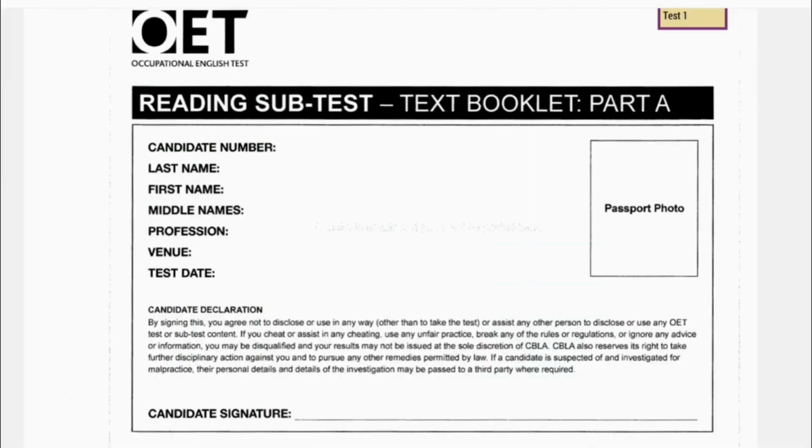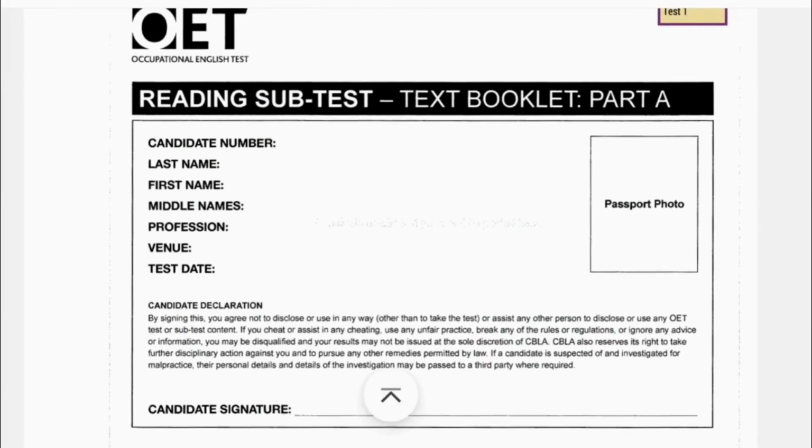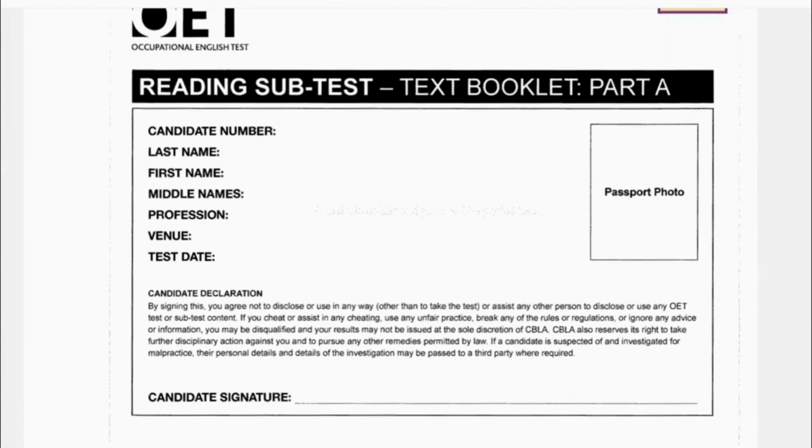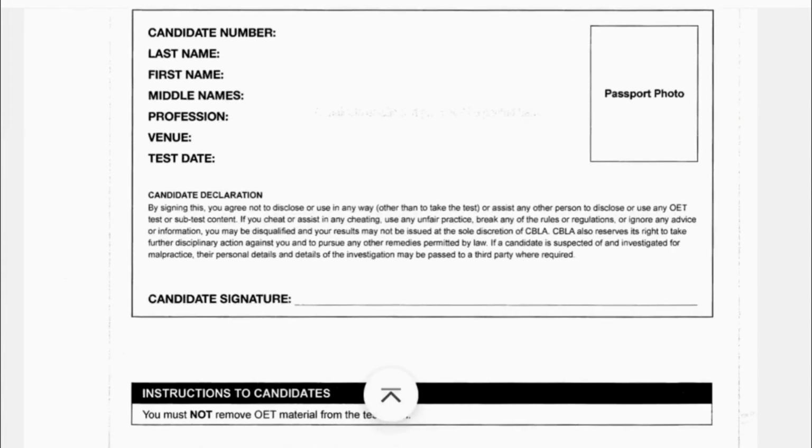I have a test on the screen and I'll go over this with you guys. The reading part contains, as I told in the previous video, three parts: part A, B and C. First of all, you have to write the candidate number, your last name, first name, middle name, profession, venue and test date, and then you have to sign.